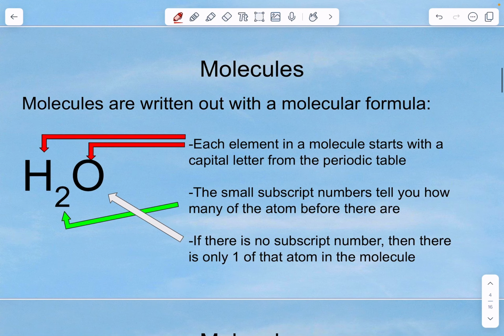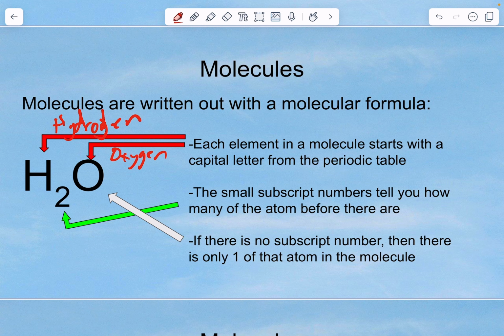Molecules are written out with a molecular formula. Each element in a molecule starts with a capital letter from the periodic table. For example, this is hydrogen and oxygen. Oh, I can't spell. Oxygen. So water is made up of two different elements, oxygen and hydrogen.